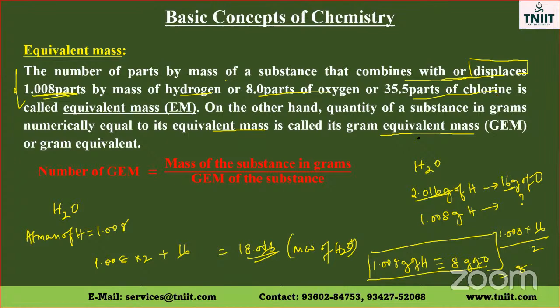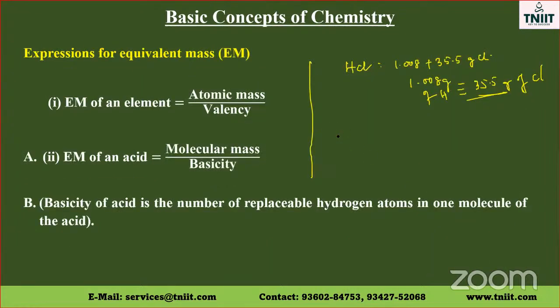Now, for displacement, how do we understand? Magnesium, when we allow it to react with hydrochloric acid, we get magnesium chloride, giving you hydrogen gas. This is the reaction. Now, magnesium being more reactive, it will displace hydrogen. It is called a displacement reaction.